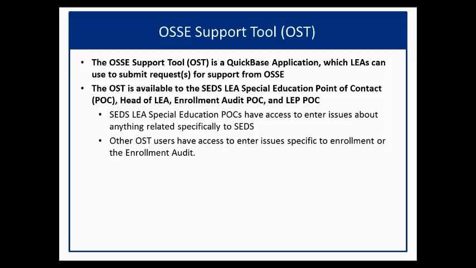All right, if you have any issues throughout the audit process, and especially leading up to October 5th, and you say, I have a student who is LEP, but they're not showing up as LEP in SLED, you would use the OSSE support tool, which is a Quickbase application, to submit a request for support. The OSSE support tool is available to the special education point of contact, the head of LEA, the enrollment audit POC, and the LEP POC.